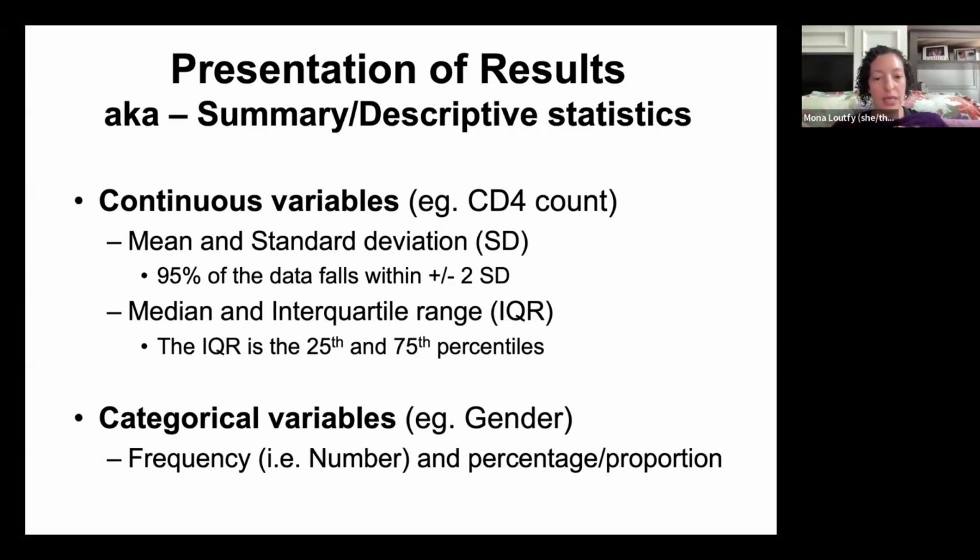and the proportion with a percentage. Okay. And that number is called a frequency. So categorical variables are reported as frequency and proportions, but it's just the number that are in that category and the percentage. Does that make sense?